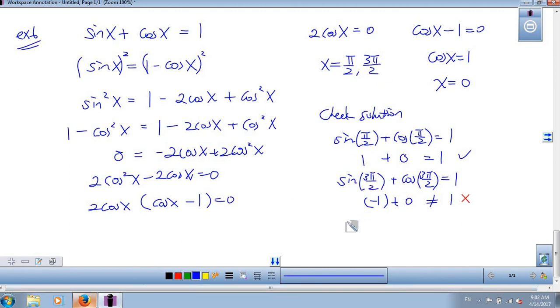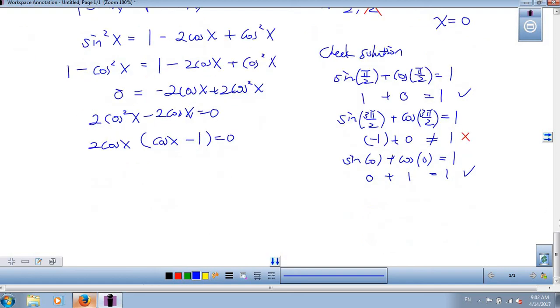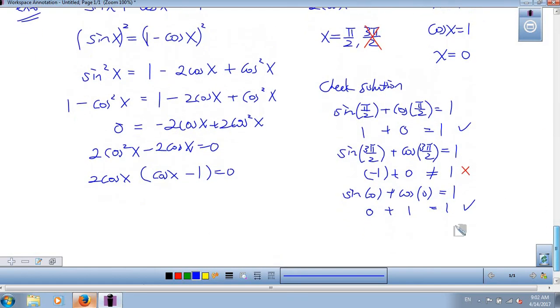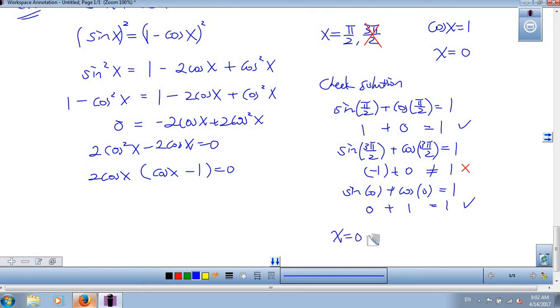So 3 pi over 2 is not a solution. Let's go ahead and check 0. Sine of 0 plus cosine of 0, does that equal 1? Sine of 0 is 0, cosine of 0 is 1, so that does equal 1. That checks. So our solutions, written in general form, are x equal to 0 plus 2m pi, and pi over 2 plus 2m pi, where m belongs to the set of integers.